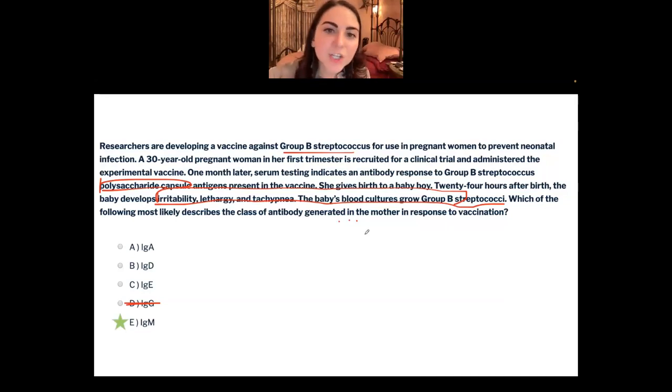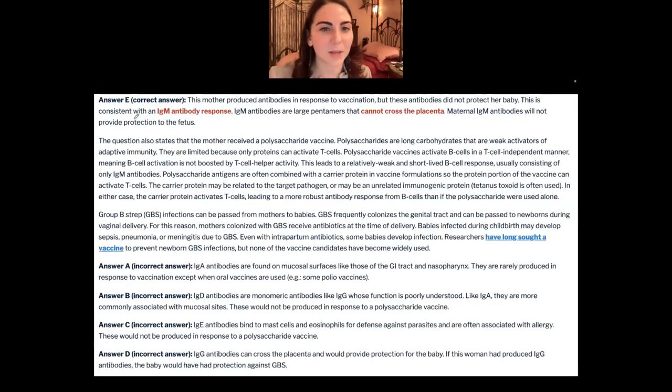If mom made IgG and the boy was born and he was healthy, then more likely than not this polysaccharide capsule was coupled to some sort of toxin, so mom was able to make IgG. She was able to class switch from IgM to IgG. Does that make sense? This was a tricky one. Okay, good. And this is what it's mentioning here. I really think the key was seeing that the baby was not protected.